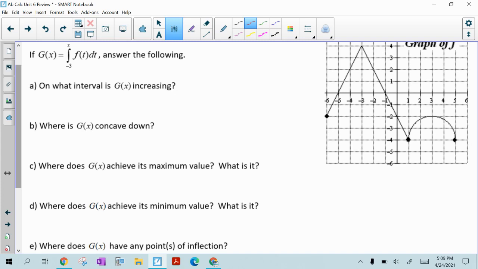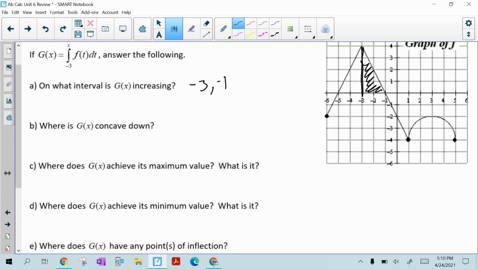All right, on what interval is g of x increasing? Okay, so I am now going to state that once again, I am starting here. And where am I adding area? Well, I would definitely say I'm adding area from -3 to 1. But again, overall, what happens?